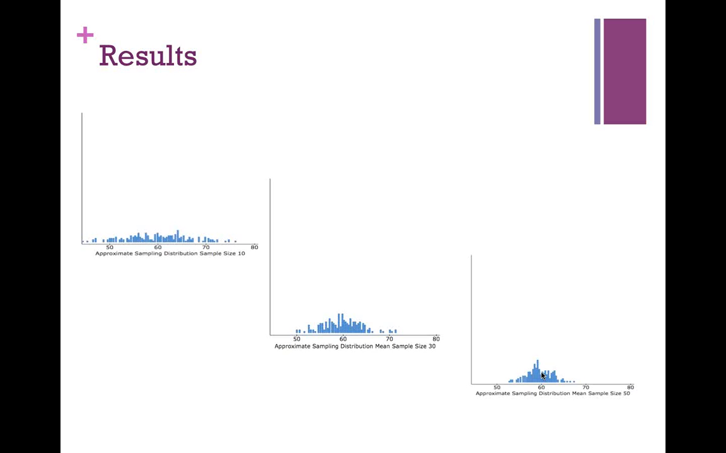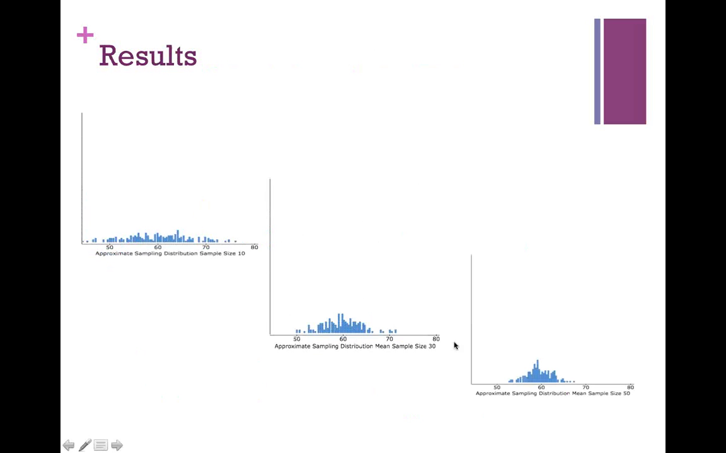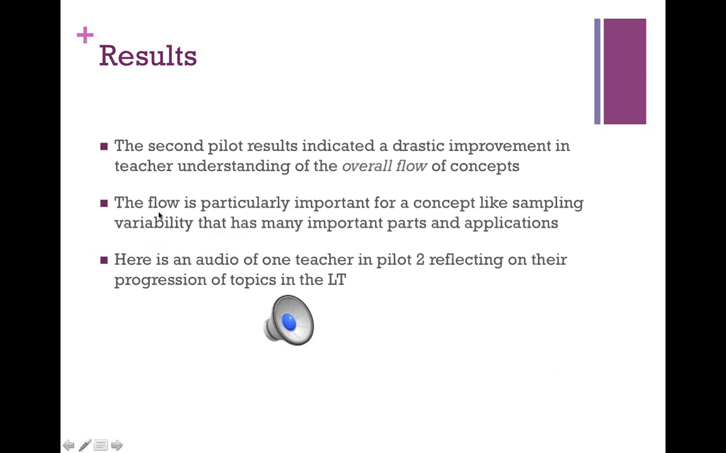So with this activity, teachers in the second pilot were extremely surprised, and they had never seen it this drastically put out. And they were extremely happy that they were able to generate these on their own through simulation on software. Through these types of activities, the second pilot results really indicated a drastic improvement in teacher understanding of the overall flow of the concepts. And the flow, in our opinion, is particularly important for a concept like sampling variability that has many important parts and applications.